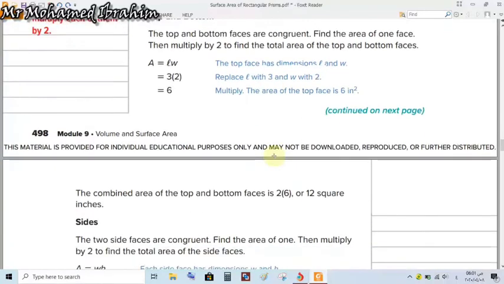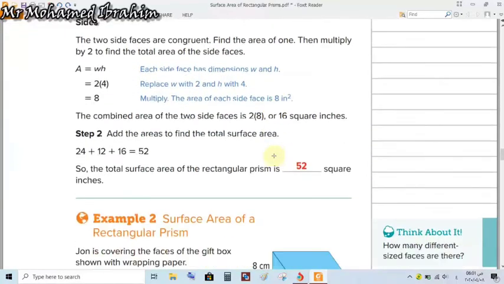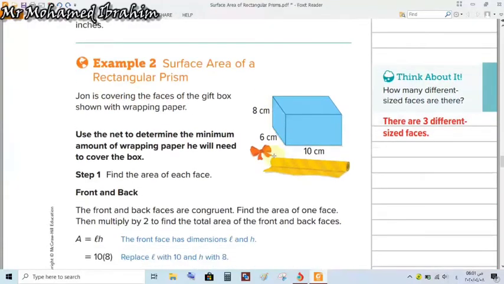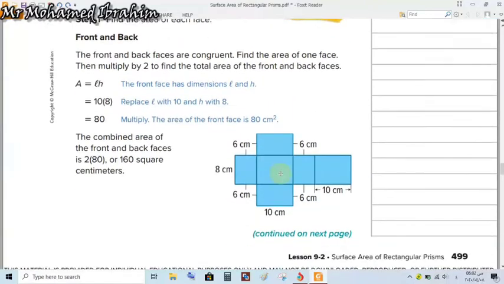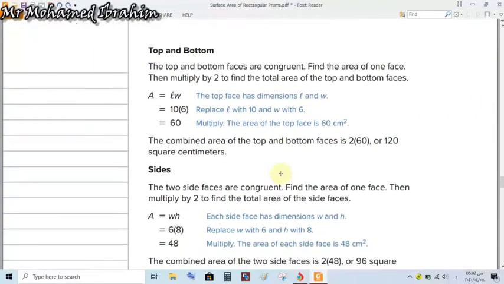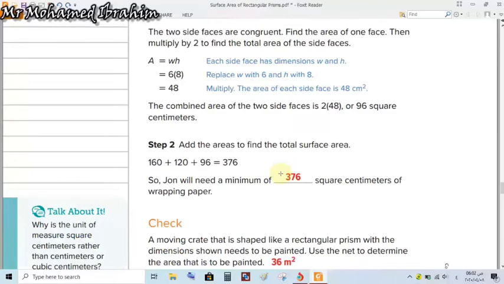He is continuing and gives you some examples about how to find the net, how to draw the net, but it's not important in my lesson here. The most important thing I want you to learn is how to find the total surface area.